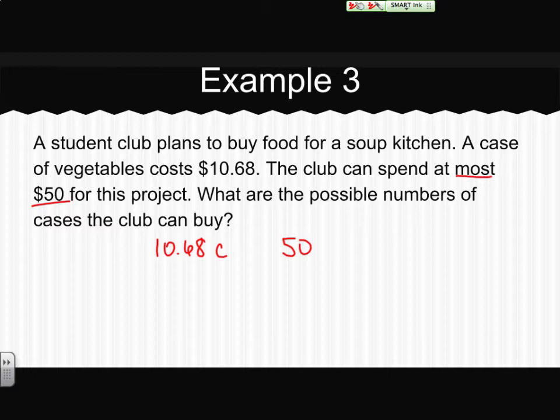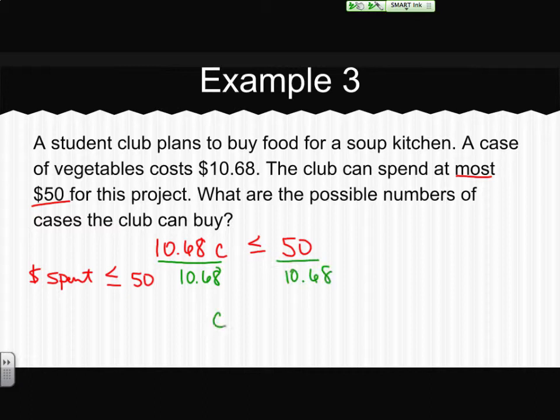So that means that right here we're starting off with money spent and $50. Well, I don't have more than $50 to spend, so that means what I spend has to be less than 50, but it could also be equal to 50. So I'm going to make sure I put my inequality over here. Okay, now, to solve for the number of cases I can actually buy, since I'm multiplying $10.68 times the number of cases, I'm going to divide both sides by 10.68.